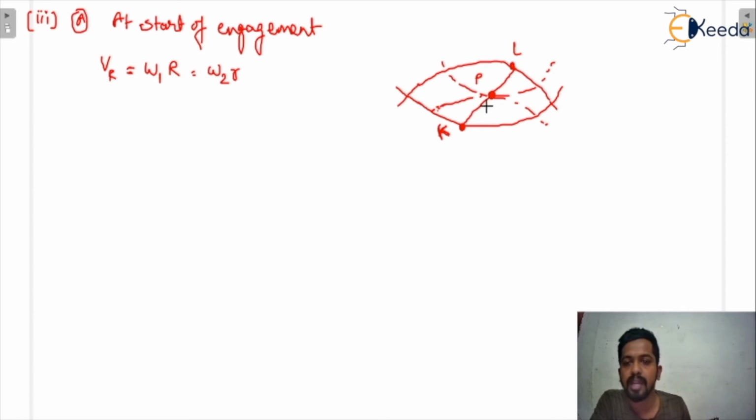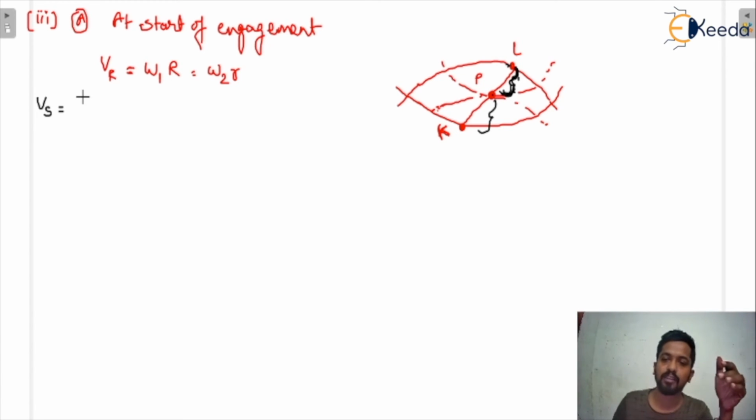We are talking about the start of the engagement, and we want to determine the sliding velocity. So we have to consider the distance kp at the start of the engagement, and at the end of the engagement we have to consider the distance pl. So now first I'm talking about the start of the engagement. You will be able to understand when I solve it. So Vs, what would be the Vs?